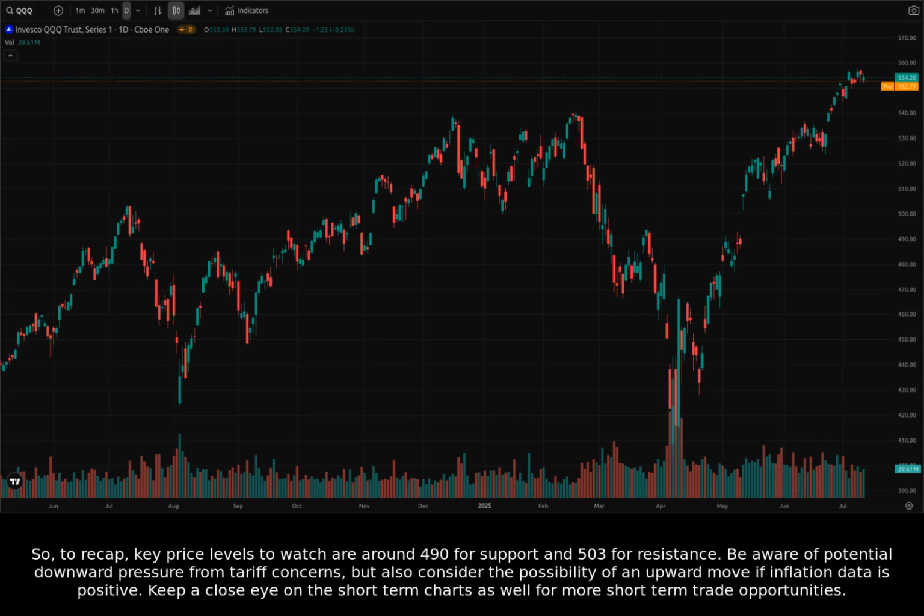So, to recap, key price levels to watch are around 490 for support and 503 for resistance. Be aware of potential downward pressure from tariff concerns, but also consider the possibility of an upward move if inflation data is positive. Keep a close eye on the short-term charts as well for more short-term trade opportunities.